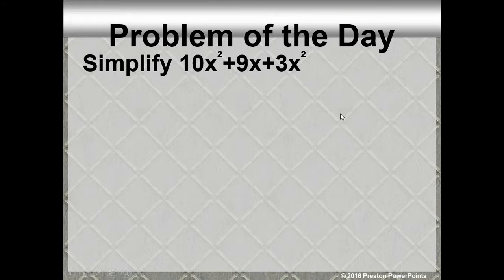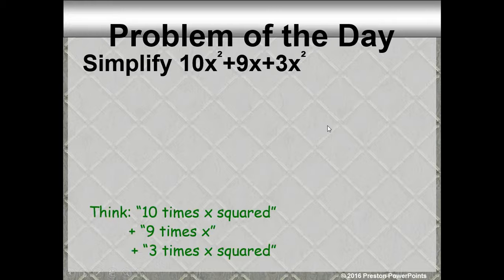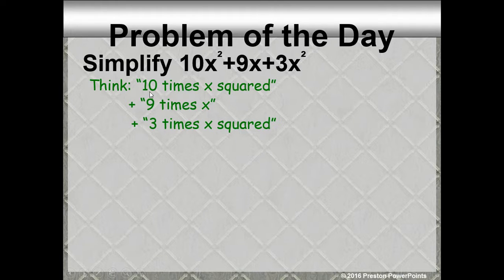So we need to add like terms. What does that look like? So we need to think, what is that reading? 10 times x squared plus 9 times x plus 3 times x squared. If you notice, this one here and the one at the top are worded exactly the same. Well, if they're worded exactly the same, they're like terms. Just like if I had 10 apples plus 3 apples, I could say 13 apples. 9 times x is different, kind of like saying oranges or something. So I really can't add those two together.